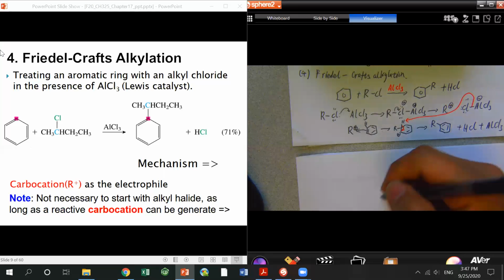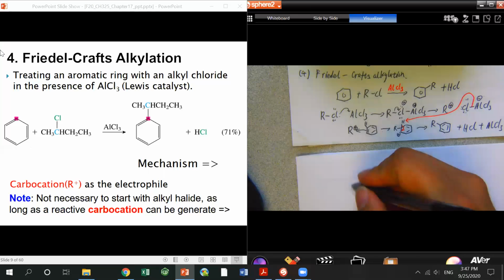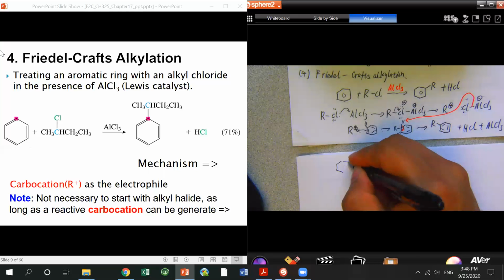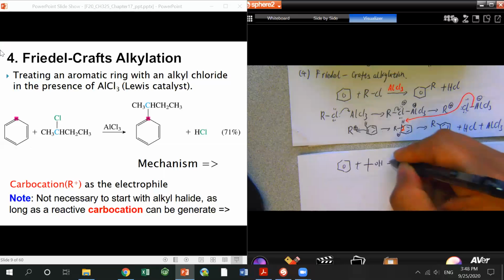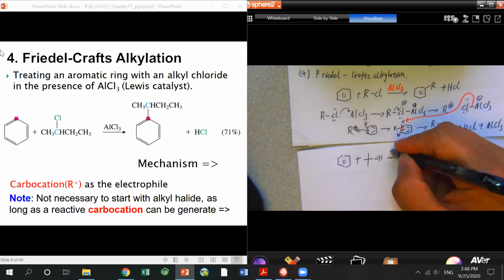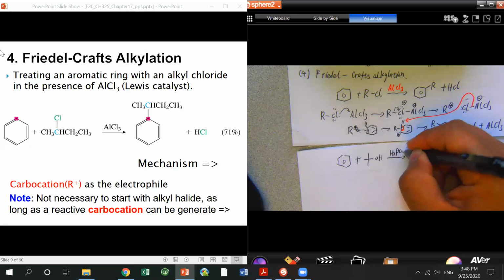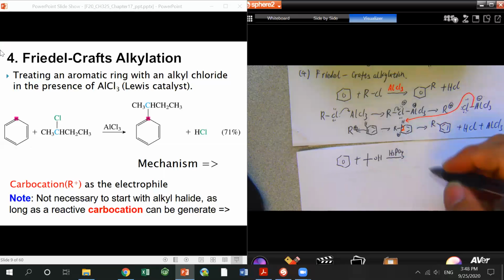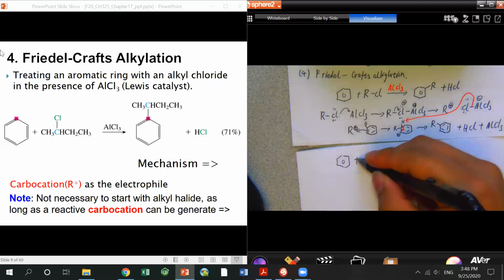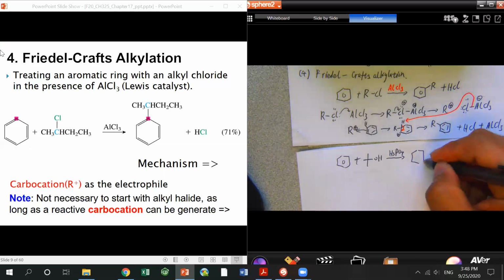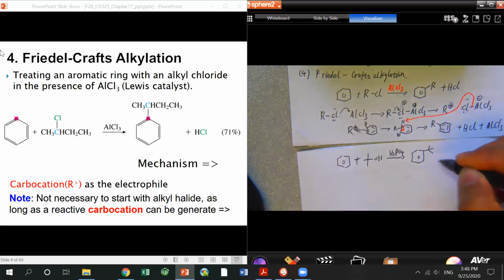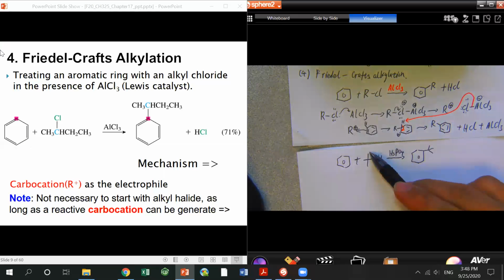Right. So first one: instead of the alkyl halide, I use the alcohol. Then under acid conditions, for example phosphoric acid, it can also give the halide. So this plus sign, this substituent group, is a t-butyl group. We can also put this alkyl group on.